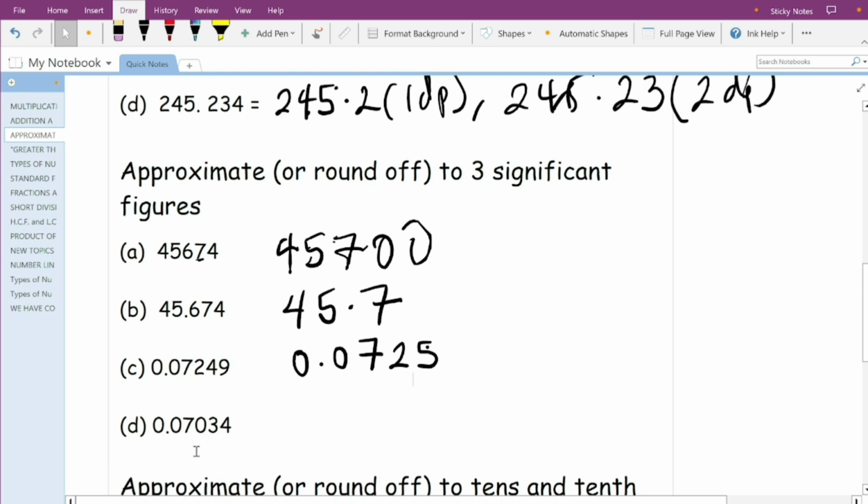0.07034. Now in this question, like said in the previous question, you start counting your 3 significant figures from the first number greater than 0, which is 7. So you count 1, 2, 3. Here you have to count the 0, provided you've counted the first number that is greater than 0. That means you have to stop at this 3. Then the number behind it determines if we're adding 1 to it or not. And since it's less than 5, we're not adding 1 to it. So our answer is 0.0703. The 4 goes away without adding anything to the 3.